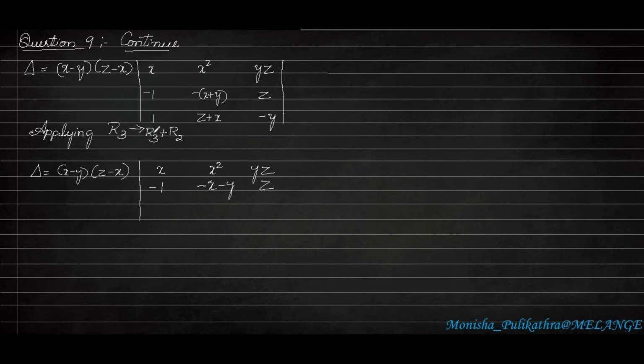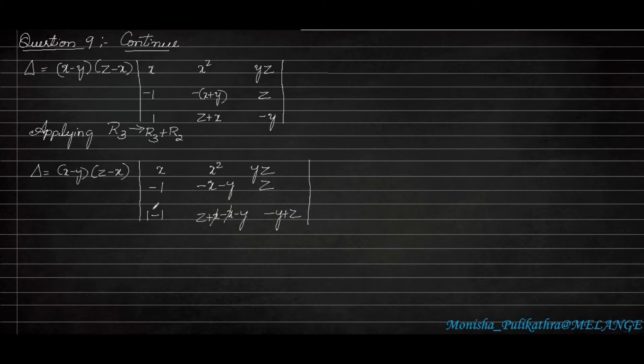Here we need to make the changes. So row 3 plus row 2. So 1 minus 1. Here it is minus. When we take plus into minus, it will become minus itself. So here z plus x minus y. Next is minus y plus z. So minus y plus z.